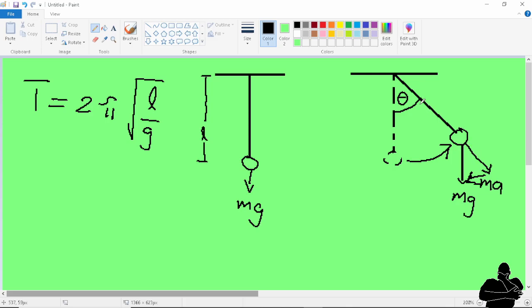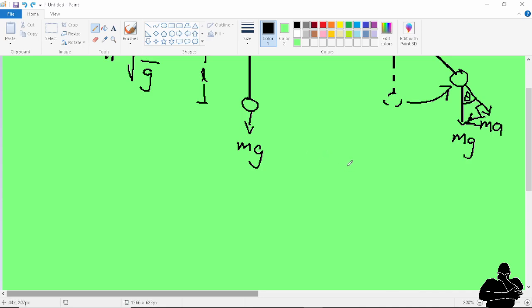Now, the angle here, you can see, would be the exact same angle here, so we're going to get theta again. And this angle here is 90 degrees. So what we have is a right-angled triangle where mg is the hypotenuse, this force here is the adjacent side, and negative ma is the opposite side.